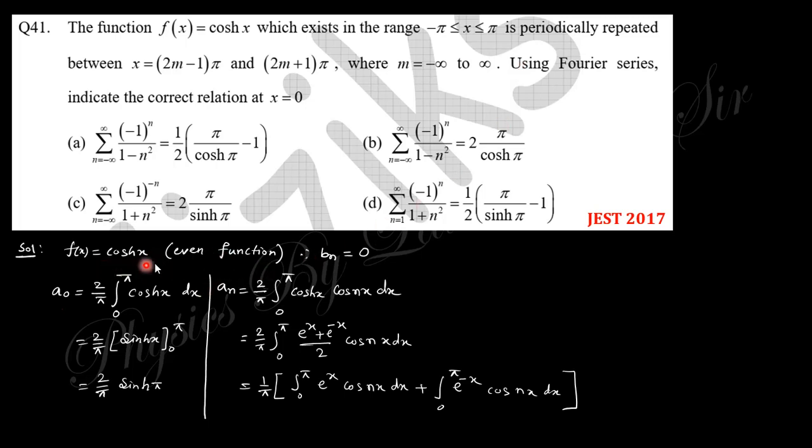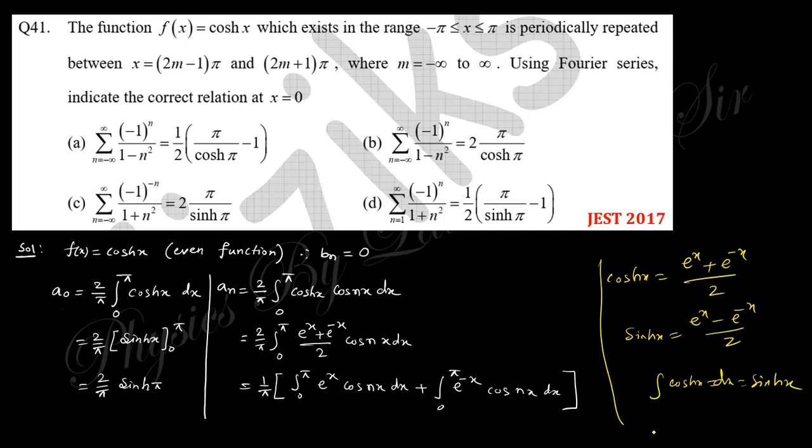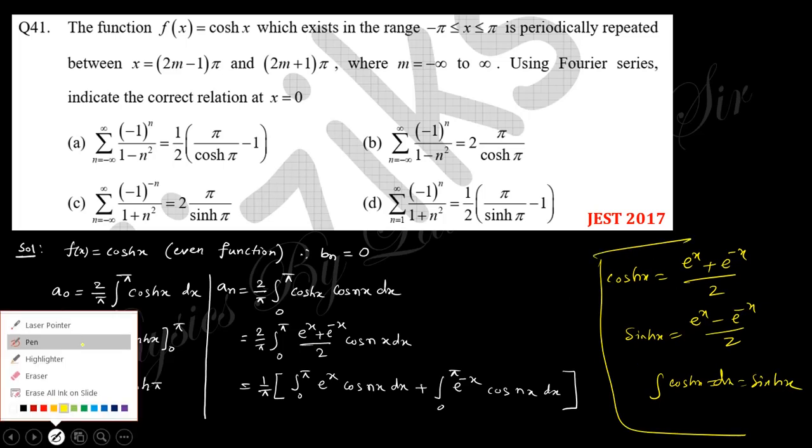You can see this is an even function, so bn is 0, no problem. Find out a0, a simple process, and find out an in the same way. Cos hyperbolic x is nothing but e to the power x plus e to the power minus x by 2, and sine hyperbolic x equals e to the power x minus e to the power minus x by 2. That's why the integration of cos hyperbolic x is nothing but sine hyperbolic x. Clear? I think you all know this relation, which was discussed in complex numbers, right?